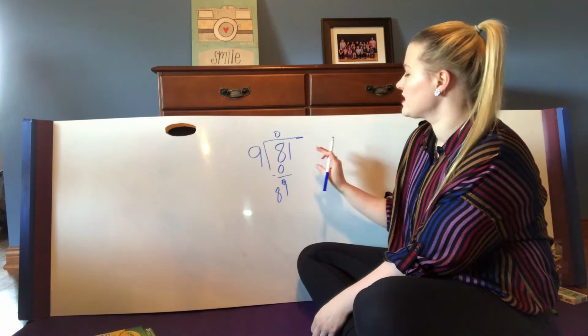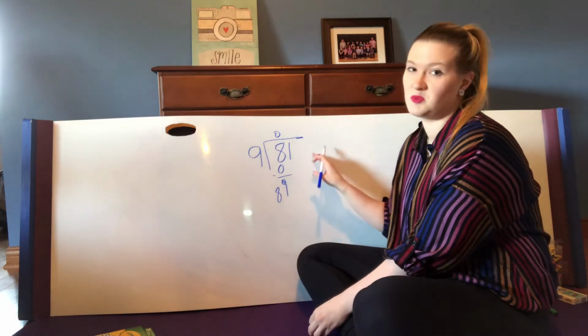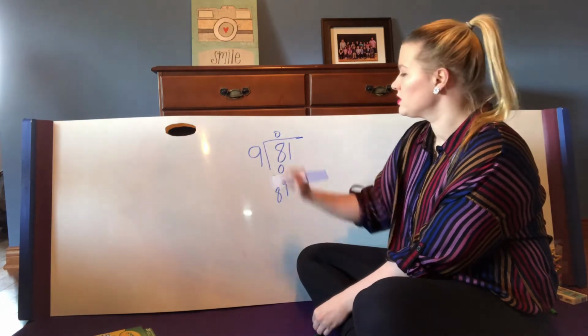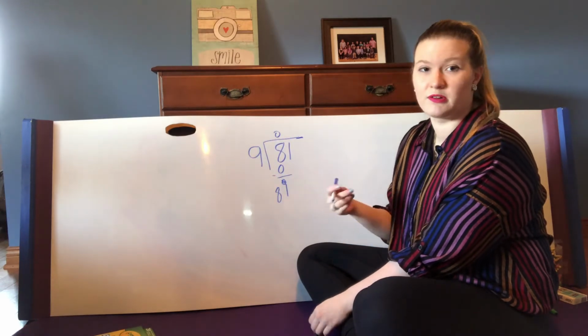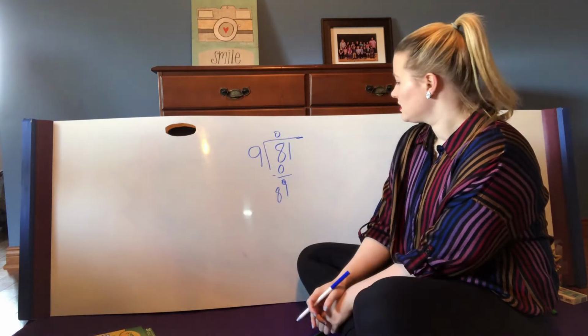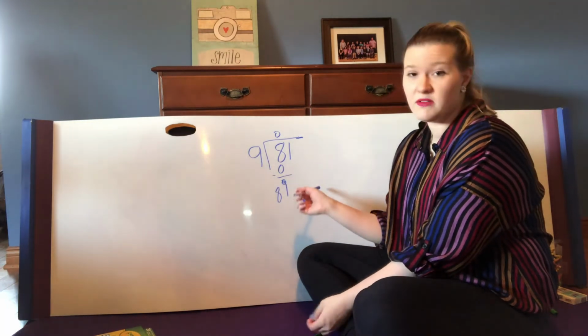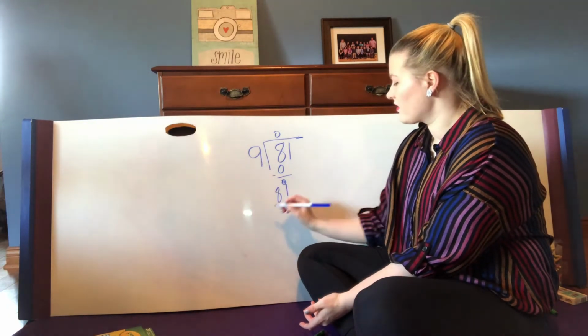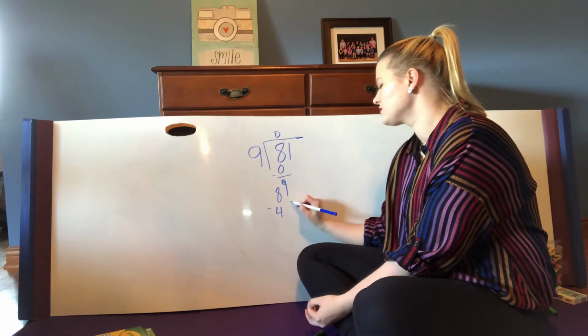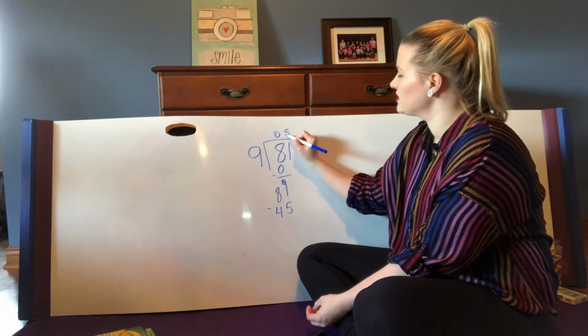So now we need to move over and decide how many things are going to be in our groups of 9. We know we have 9 groups. We're just trying to find out how many things are in those groups. For example, I know that if I have 9 groups with 5 things in them, that will give me 45. So we're going to give that a try. We'll put the 5 at the top.